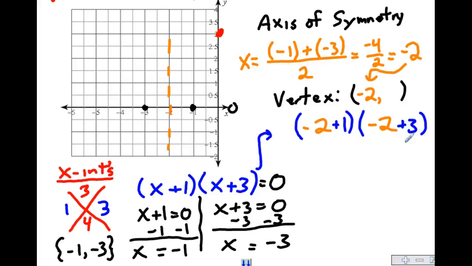That would give me the y coordinate of the vertex. So negative 2 plus 1 is negative 1. Negative 2 plus 3 is positive 1. Negative 1 times 1, negative 1. There's my y coordinate. So the vertex is negative 2 comma negative 1. Notice how they're counted by halves here. It'll be right here.